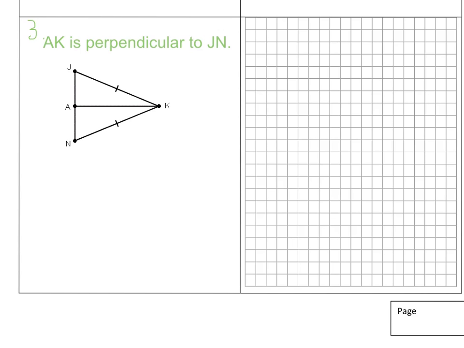And last example, you have the following information. AK is perpendicular to JN. So what marking I can make is, since AK, this segment is perpendicular to JN, perpendicular means it makes right angles. So I can make a little right angle symbol here. If you wanted to put it on the other side, that's fine too.